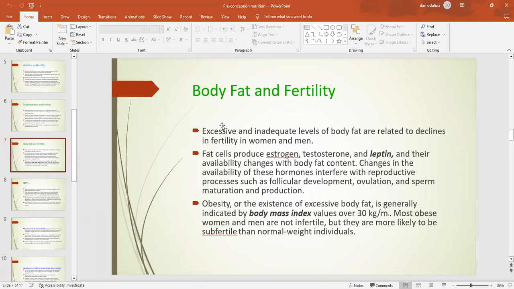So one extreme is excessive fat, which occurs in conditions of obesity. Obesity for our session is defined as a body mass index with values above 30 kilograms per square meter. Most obese women and men are not infertile, but they are more likely to be subfertile than normal weight individuals. Subfertile here we're referring to having some difficulties, especially in sperm maturation and sperm production, and for women, some anovulatory cycles or difficulties in follicular development because of irregularities in amounts of reproductive hormones.